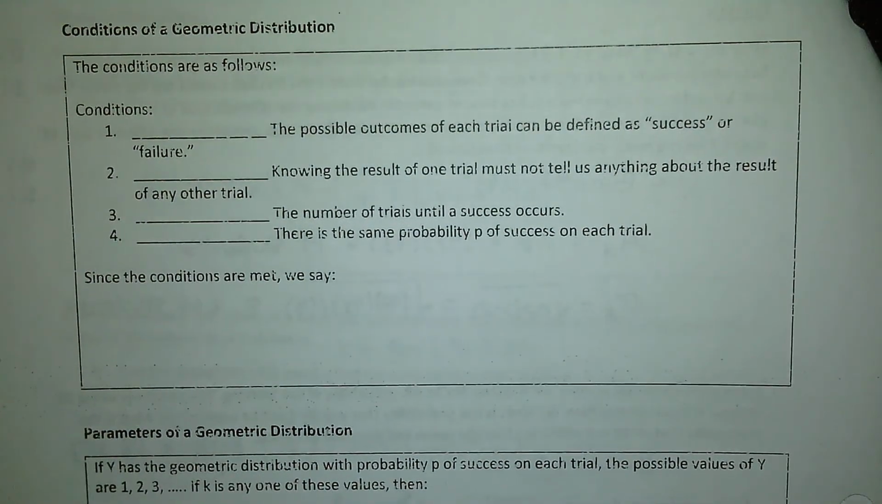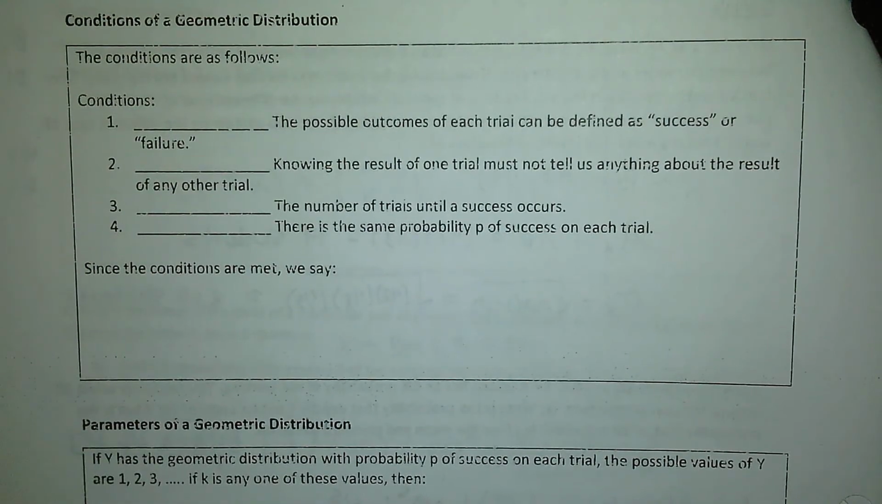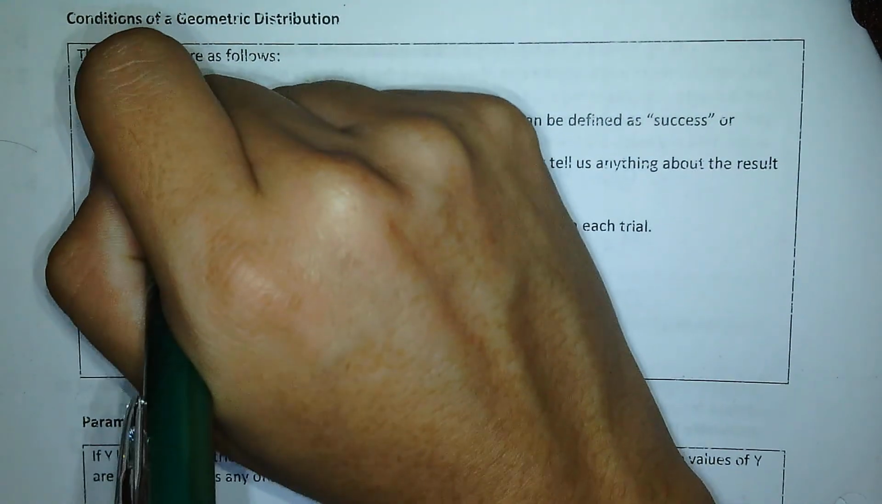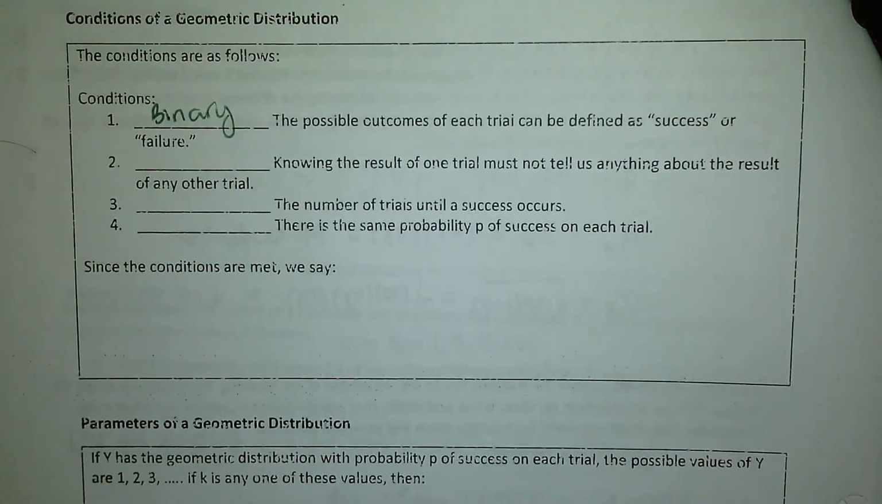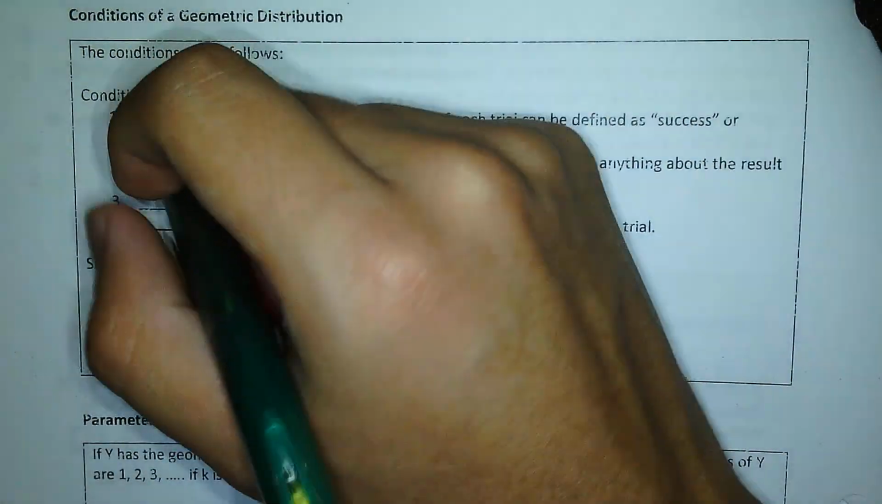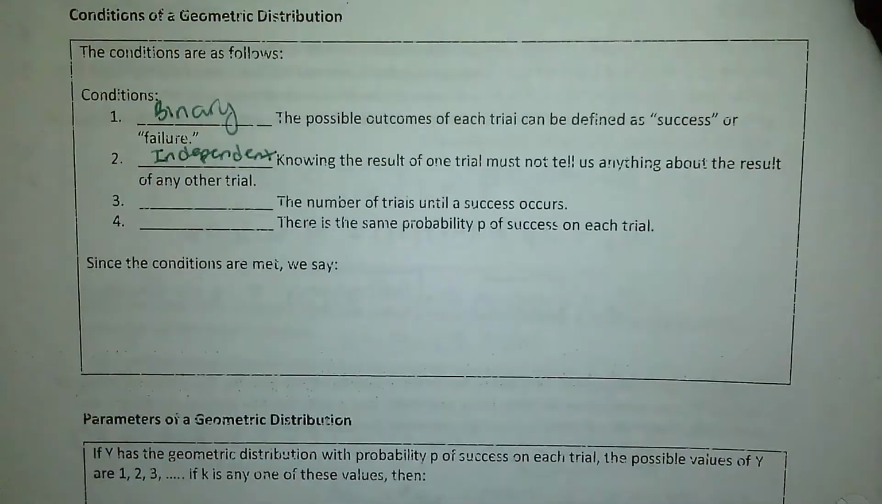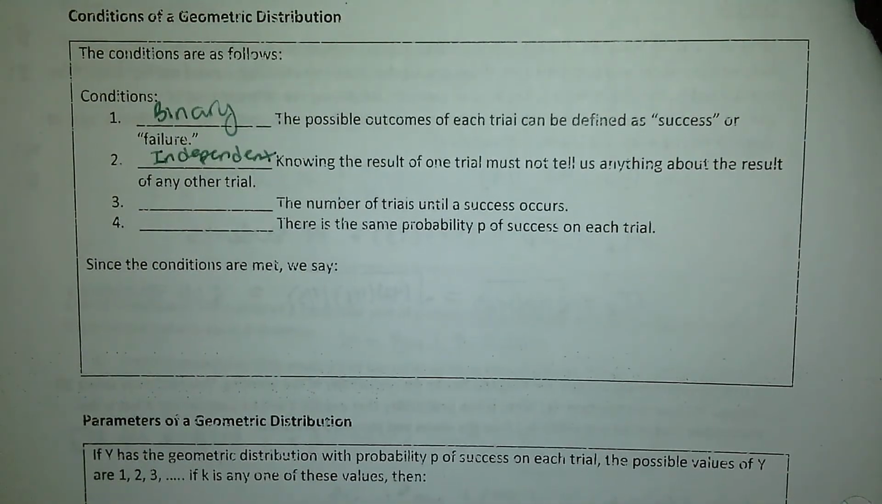So let's take a look here. There are some conditions of a geometric distribution, and they are fairly similar to that of a binomial. For example, the possible outcomes of each trial can be defined as success or failure. Well, we learned that that would be a binary outcome. Also, knowing the result of one trial does not tell us anything about the result of any other trial. That would be independent. We also look at the number of trials until a success occurs. So this one is a weird one, so we're just going to call this one the trial condition.